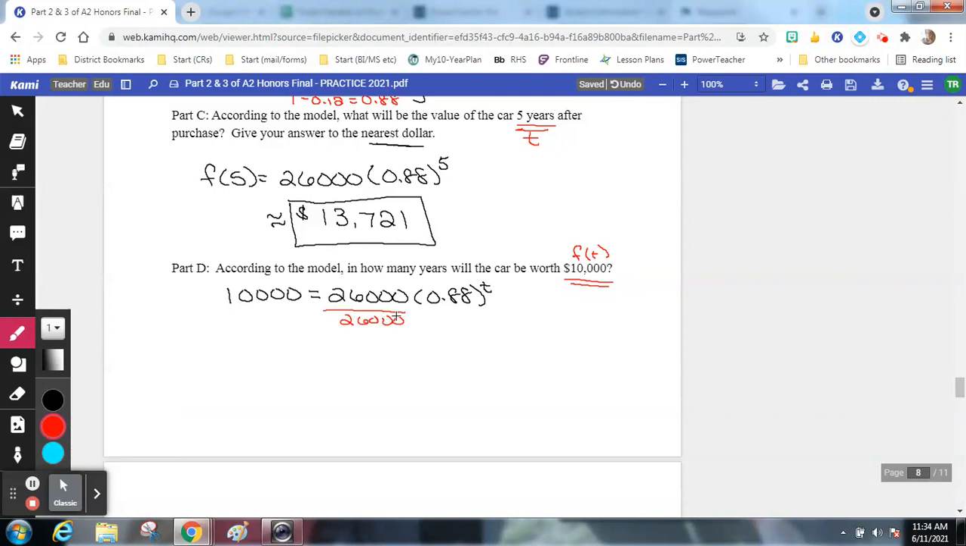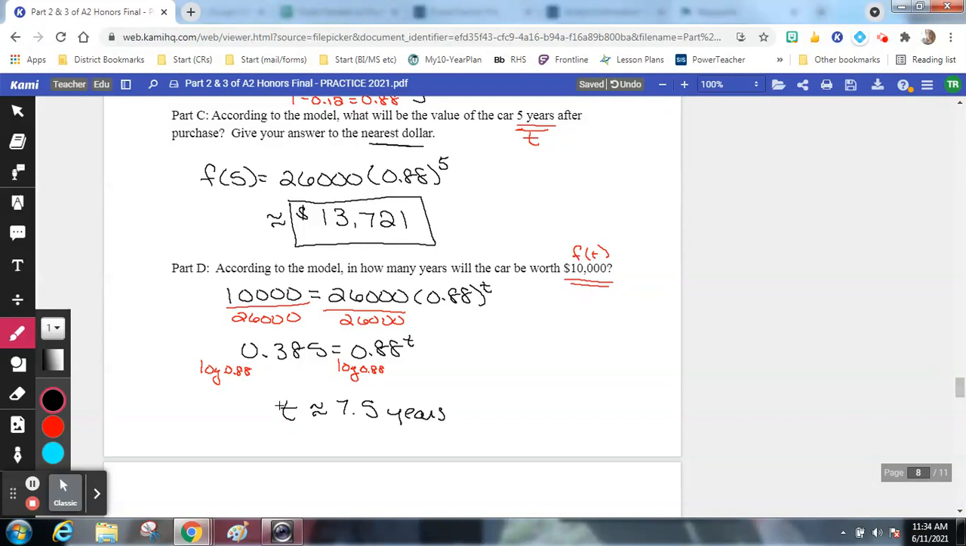Get rid of the coefficient. Okay, so this comes out to 0.385 equals 0.88 to the t. Now we got to use logs. In order to get rid of this base, we're going to take log base 0.88. You're going to put that in your calculator, log base 0.88 of 0.385. You'll put it in your calculator, and you're going to find that it takes about 7.5 years.